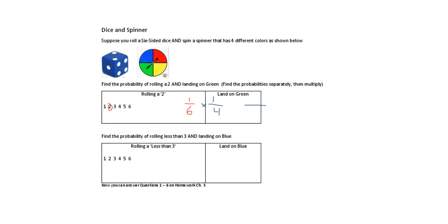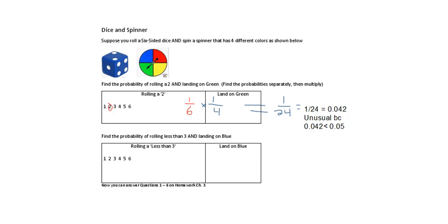When you're done, multiply across. So you get 1 out of 24. And 1 divided by 24 is, I should put that in the calculator, 0.042. And this would be considered unusual because 0.042 is less than 0.05.